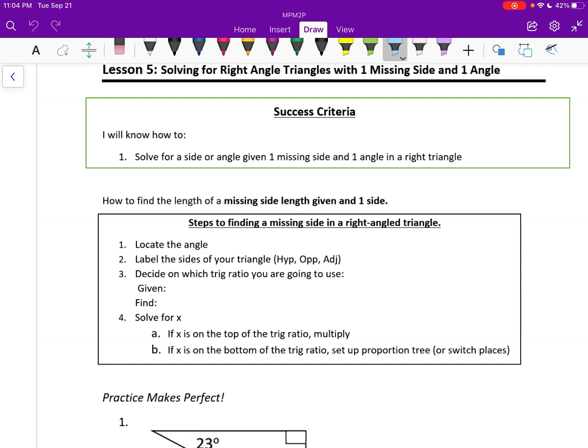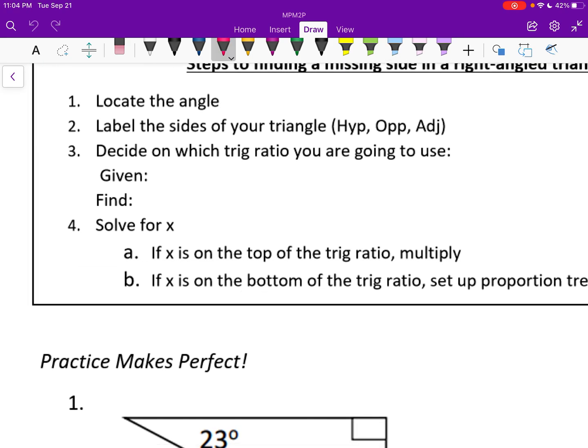The first thing is to locate the angle that you want to work with. Today we learned about this. We called this the angle of reference. It's the angle that you're going to do everything from. That's the angle that you're going to use to tell us what the sides are. Then we're going to label our sides: hypotenuse, opposite, and adjacent. You can use the short term. I don't need you to write it all out.